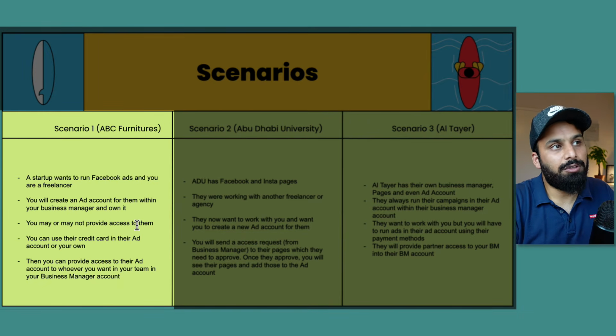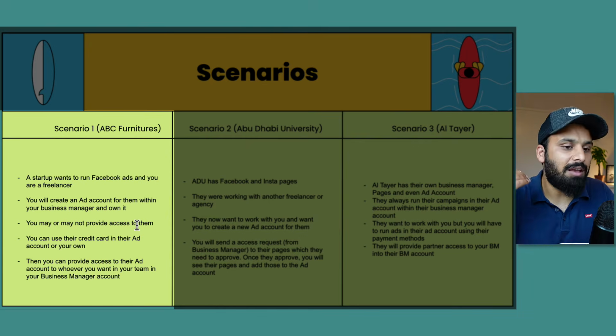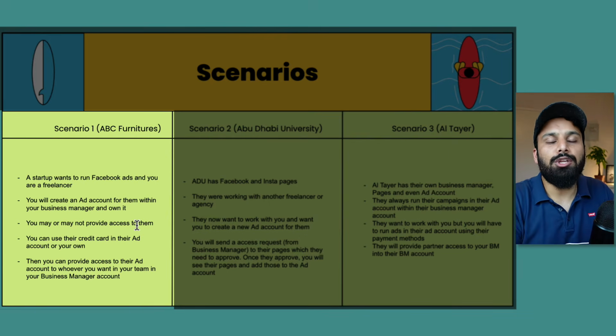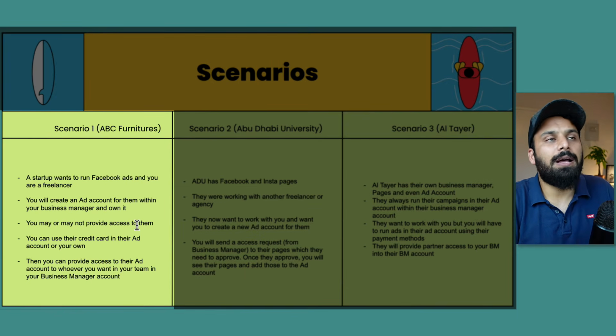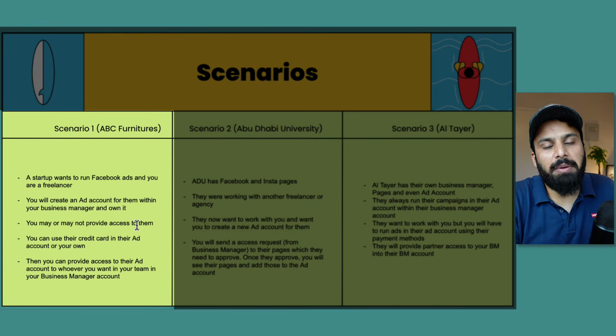I'll create an ad account for you in my business account manager, but later you cannot claim that ad account because I will have payment methods and other details. So they'll be like, okay, then you own the ad account within your business manager. In certain cases, they'll ask, can you provide access to us as well so that we can see the campaigns that are running, what is live, what is not, how much was spent. It depends on you. If you want to be transparent, you'll say, okay, I'll add you.